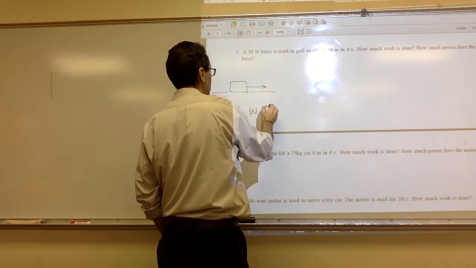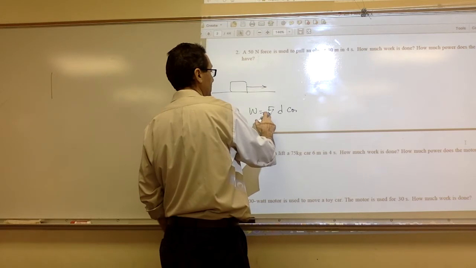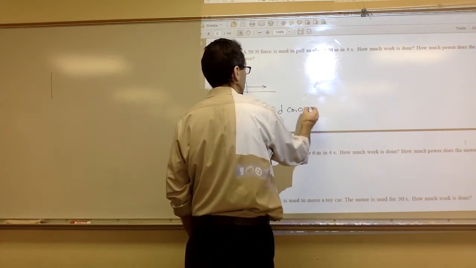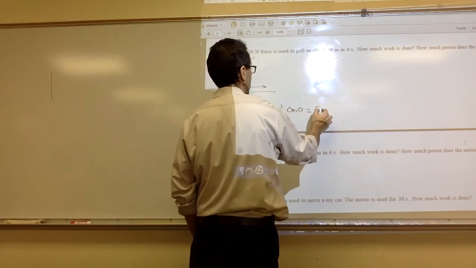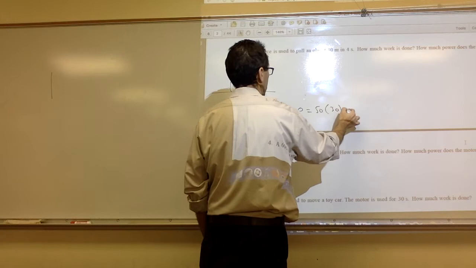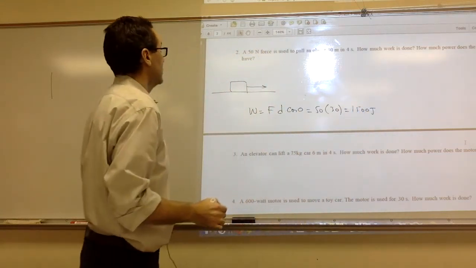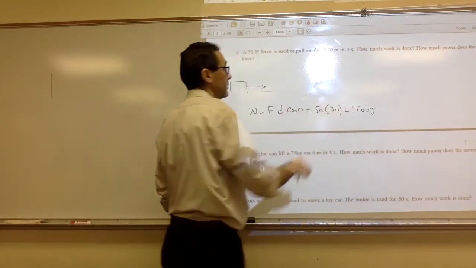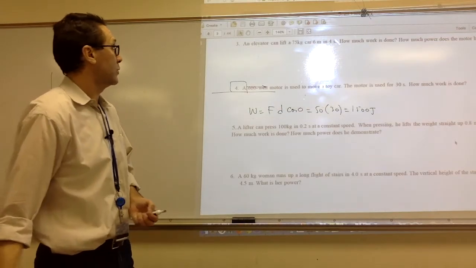Well, work is F times the displacement times cosine of the angle between the direction of the force and the direction of travel, which in this case is 0 degrees. So it's just going to be 50 times 30, which is 1500 joules. To find the power, you just take your work and divide it by the time, to find the rate at which you're doing work.